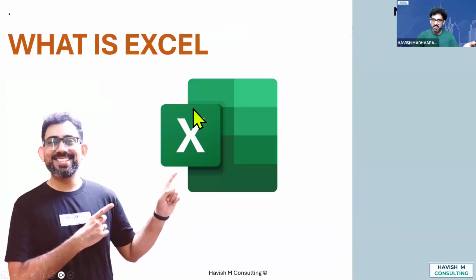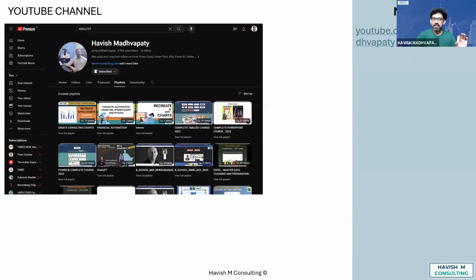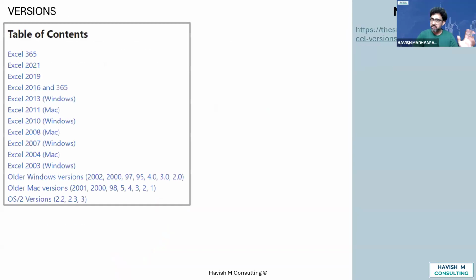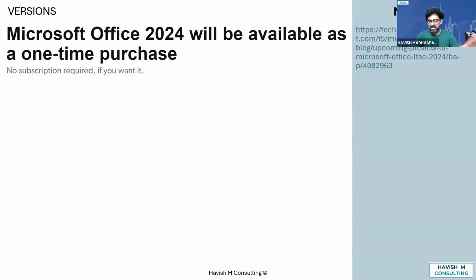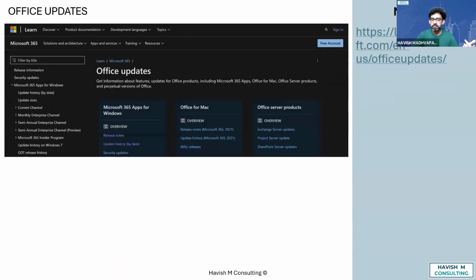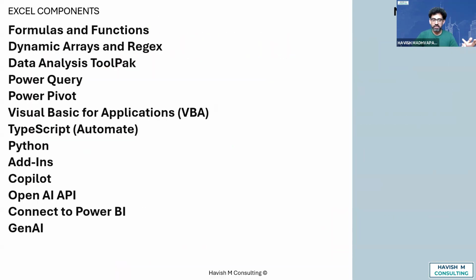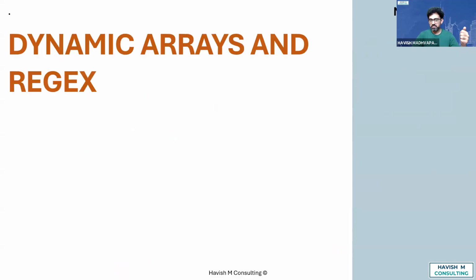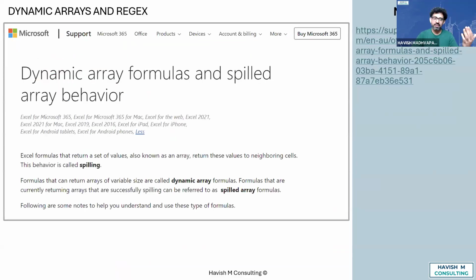So we have already discussed this when we met, but just a quick recap. In Excel, you have obviously a different version. 2024 has just come out, which is the perpetual license, but that will not get updated. I mean, the slide says it will be available. Now it has become available. And you pretty much have dynamic arrays and regular expression. This will work only on Microsoft 365 or on the online version of Excel.